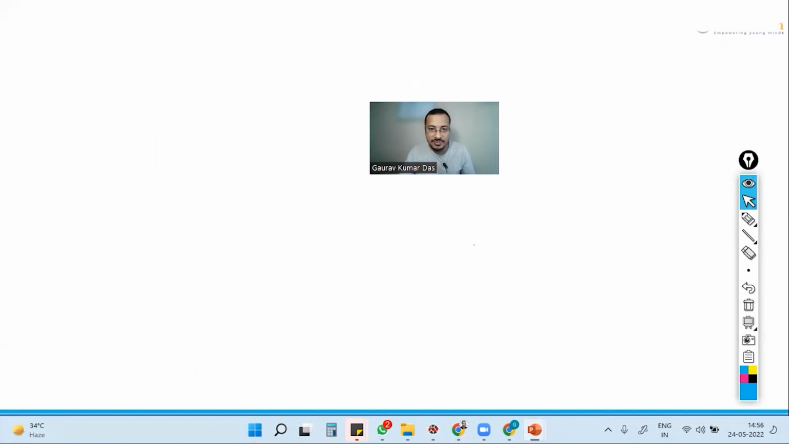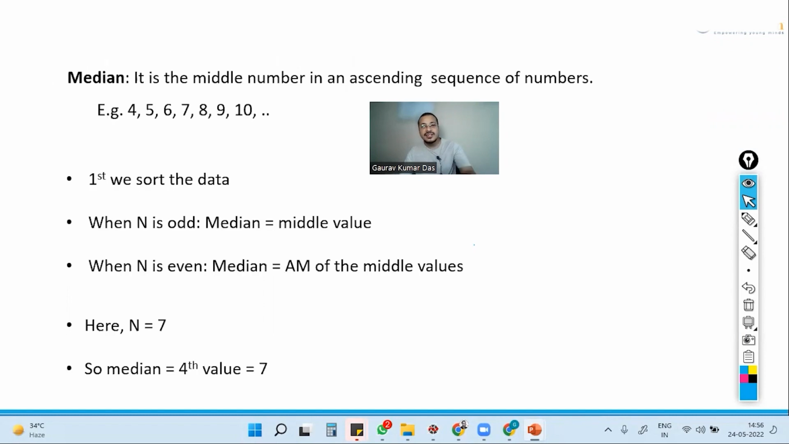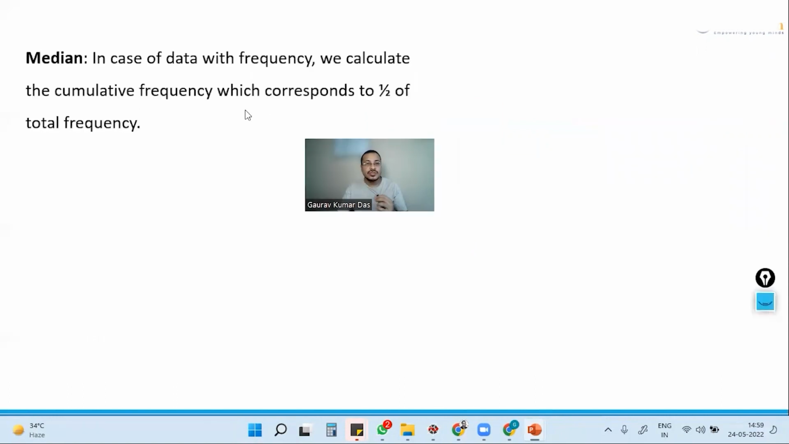Very simple concept. Now, this is what we had done in the case of a normal, simple data set. All the values were unique here. It did not have any repeating values, 4, 5, 6, 7, 8, 9, 10. So in the case of data with frequency, we calculate the cumulative frequency which corresponds to 1/2 of the total frequency. And with respect to that cumulative frequency, the number which is attached to it is my median value.